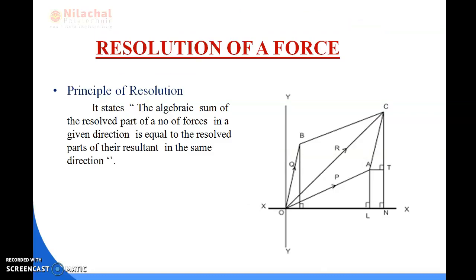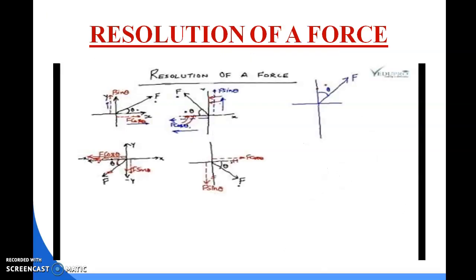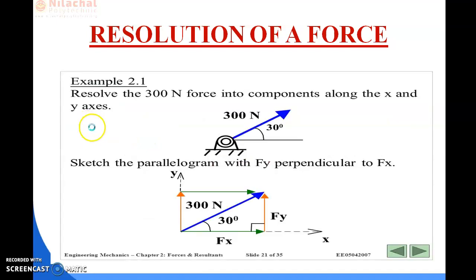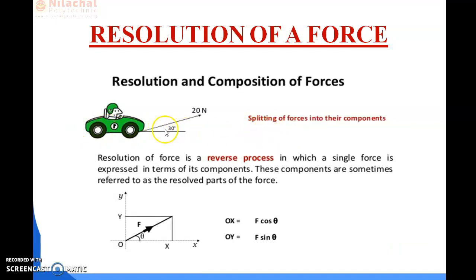We have already discussed resolution of forces. Coming to the problem, what are resolution and composition of forces here? Resolution is the splitting of forces into their components. Here a vehicle is moving in this direction, the force acts at an angle of 30 degrees, and a 20 Newton force acts. Resolution of a force is a reverse process in which a single force is expressed in terms of its components.